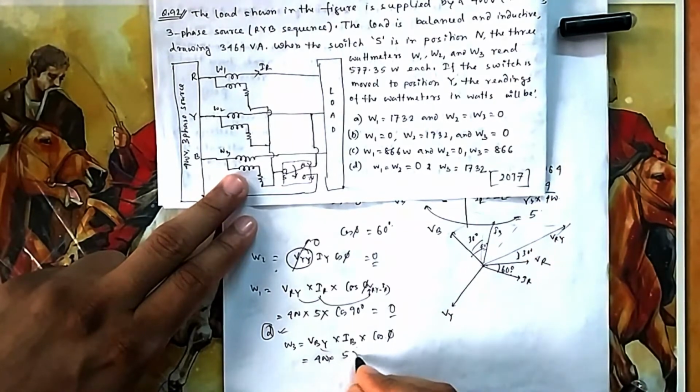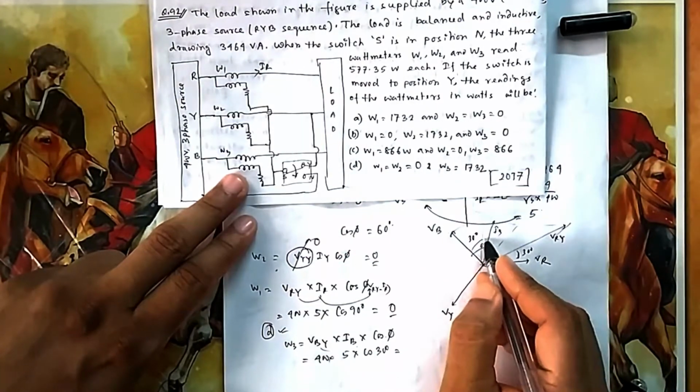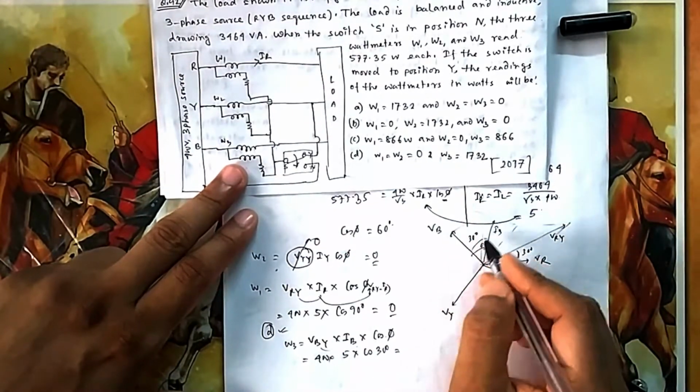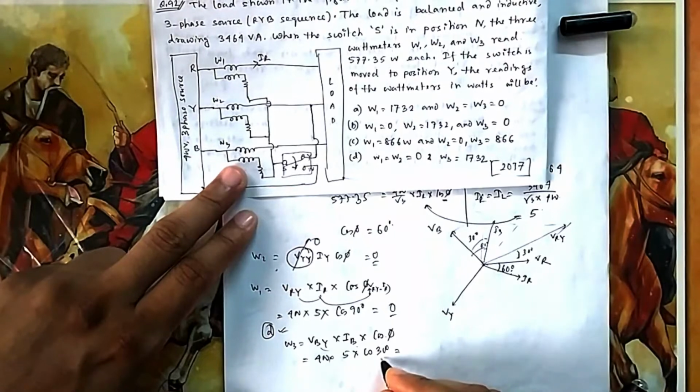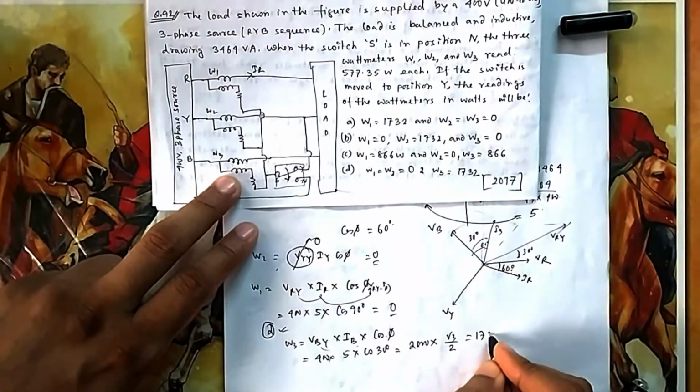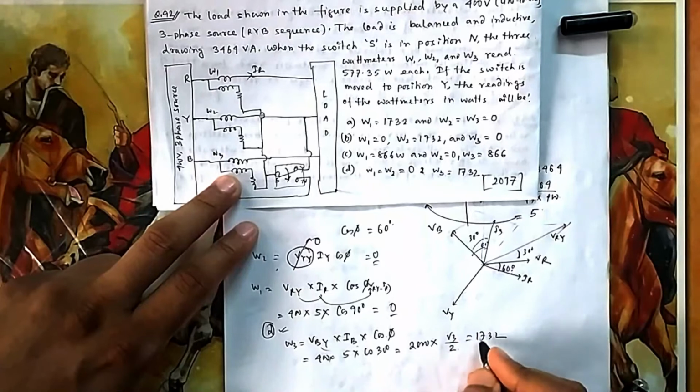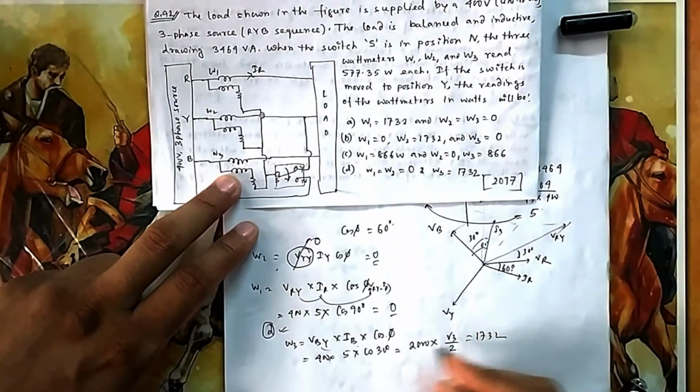So the angle is cos 30 degree, between this angle between BY and IB. If you do this one, it will be 1732, you will get 1000, then 1732. So that is your option D, you can check.